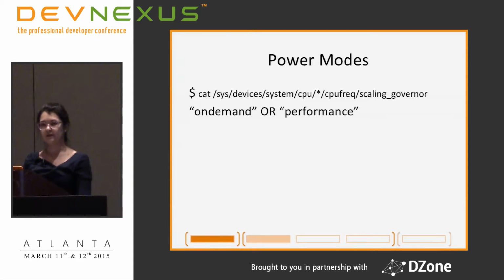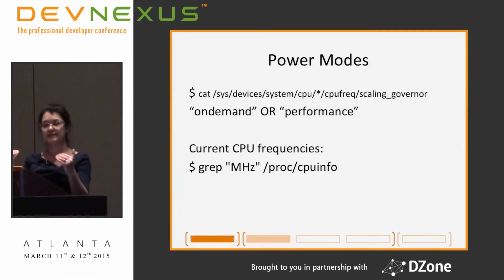On a Linux machine, you can actually figure it out by looking at the scaling governor. It will tell you whether it's on demand, which means you're actually doing CPU throttling, or performance, which means that it runs at 100%. And you can get what the current CPU frequency is set to run at by looking at the CPU info.